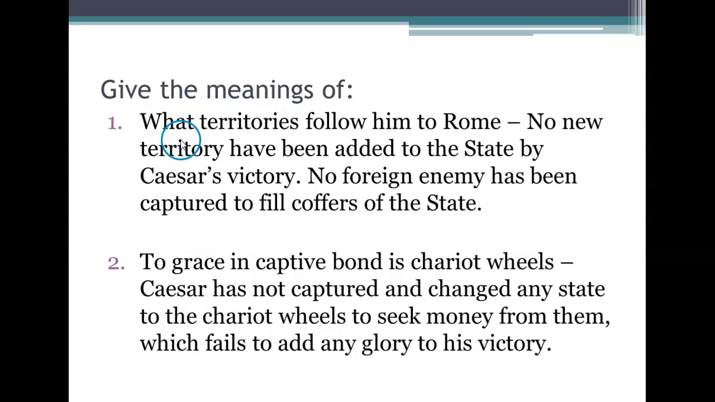Give the meanings of. First one is, what territories follow him to Rome? So this line, what do you mean by this line? The answer is, no new territory has been added to the state by Caesar's victory. No foreign enemy has been captured to fill the coffers of the state. To grace in captive bonds his chariot wheels. So what do you mean by this? The answer is, Caesar has not captured and chained any state to his chariot wheels to seek money from them, which fails to add any glory to his victory.